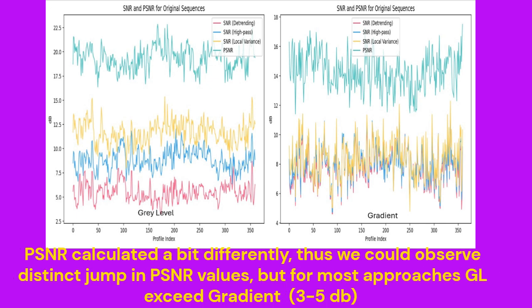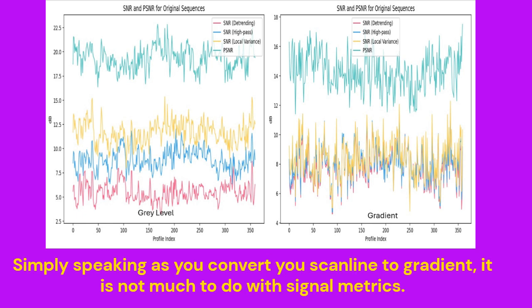PSNR is calculated a bit differently. Thus, we can observe a distinct jump in PSNR values. But for most approaches, GL exceeds the gradient by 3 to 5 dB. Simply speaking, as you convert a scan line to a gradient, there is not much to do with signal metrics.